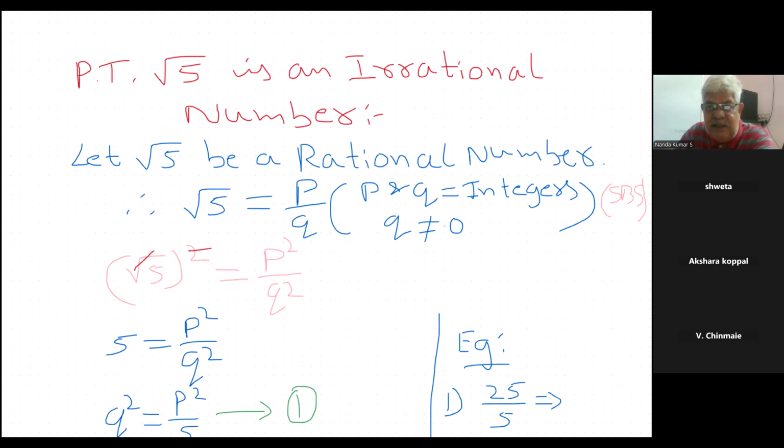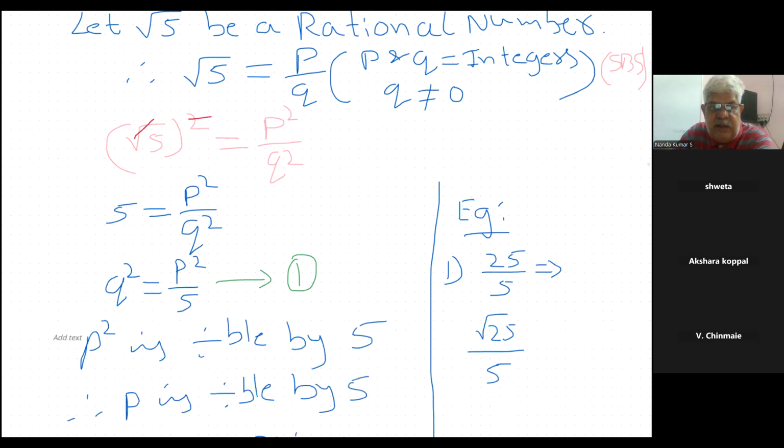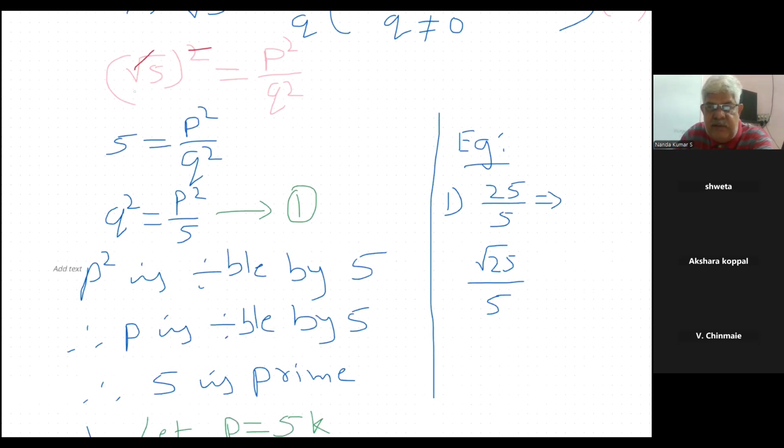So, by considering this, I did the squaring on both sides. Therefore, root 5 whole square equals p square by q square. Once we take the standard form and square on both sides, the square and root get cancelled. Therefore, 5 equals p square by q square. I just interchanged the numbers: q square can be written as p square divided by 5. I call it equation number 1.